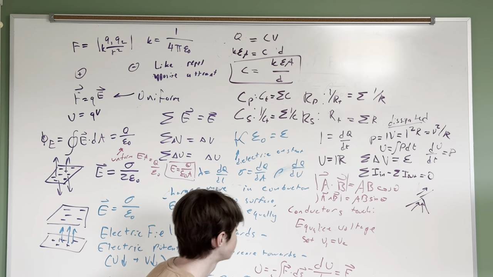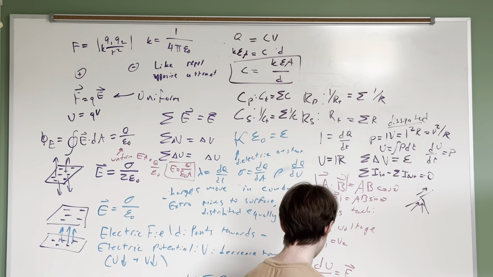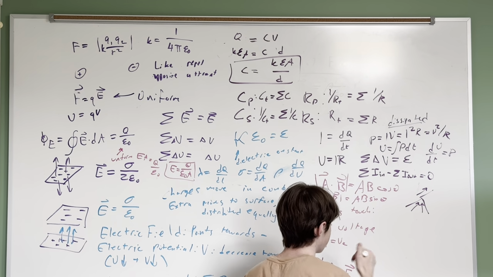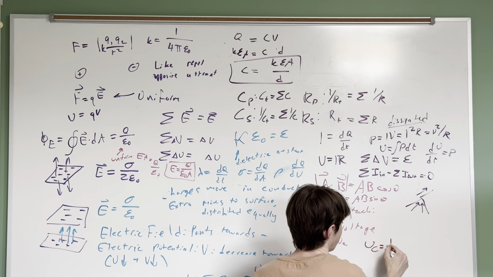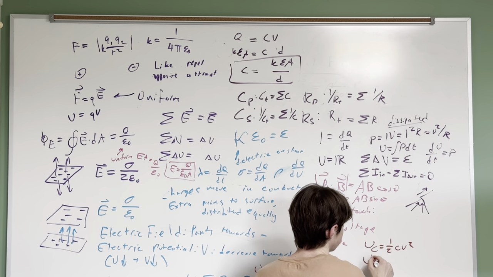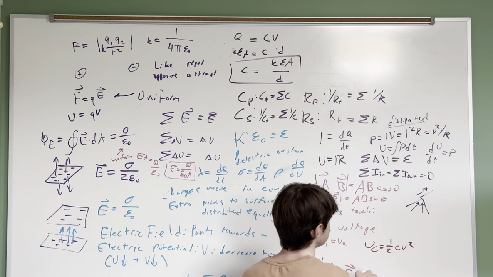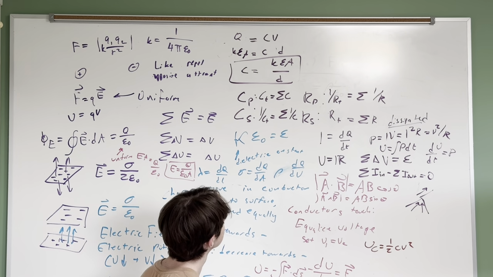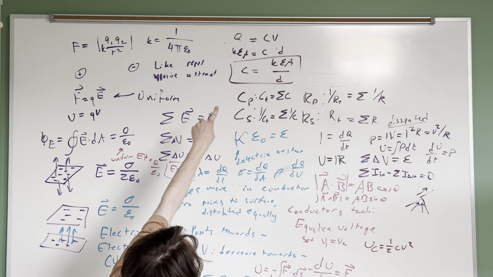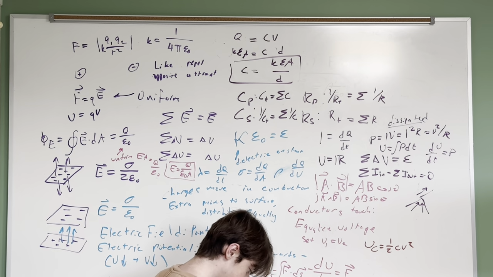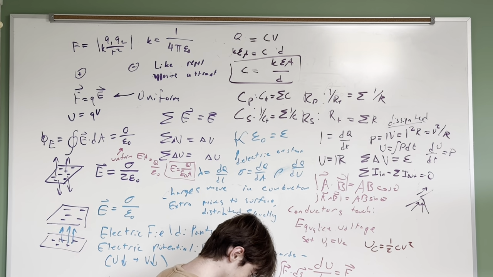The potential energy of a capacitor is equal to 1/2 CV squared. Potential energy of an inductor, actually we'll do that later. Did you already write C equals Q over V, or V equals Q over C? Q equals CV. Okay. Great.